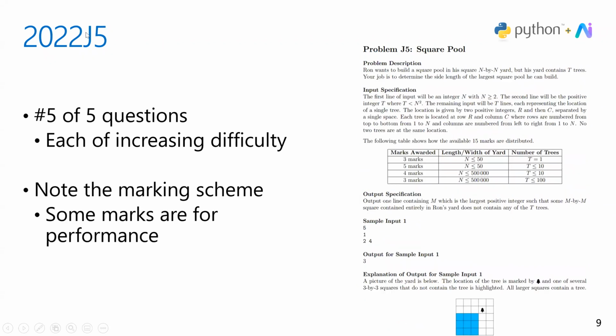This is 2022's Junior 5, 5 being the most difficult question in the junior pool. This would have been about a Senior 2 to 3 level for that year. This one is a bit different. There's a marking scheme here in the middle. Of the 15 marks, 8 marks are allocated for relatively easy test cases, and the 7 marks here will be allocated to relatively difficult test cases, where the performance of the program becomes critical.